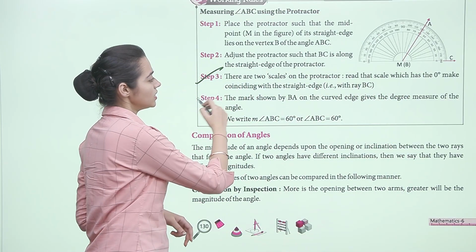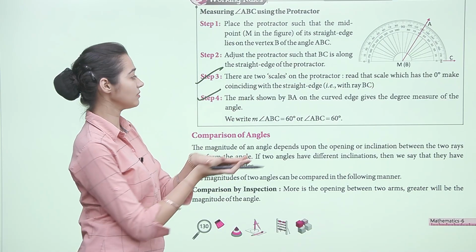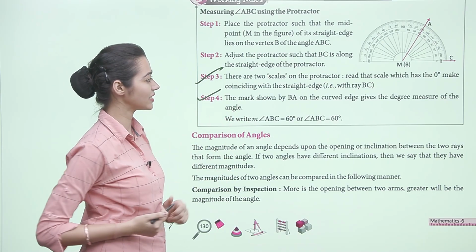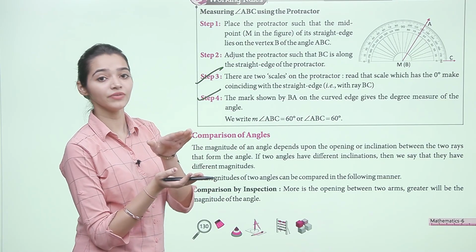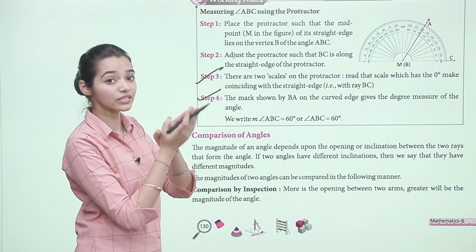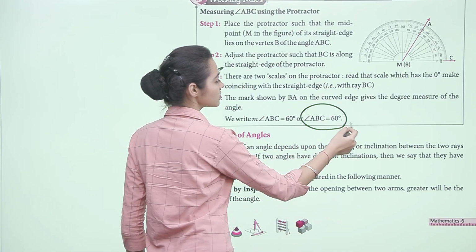Now in step 3, there are two scales on the protractor. We will read the scale from 0, making the straight edge coincide with ray BC. Now in the 4th step, we mark BA on the curved edge, and then we find out the degree by reading it. So angle ABC is 60 degrees.